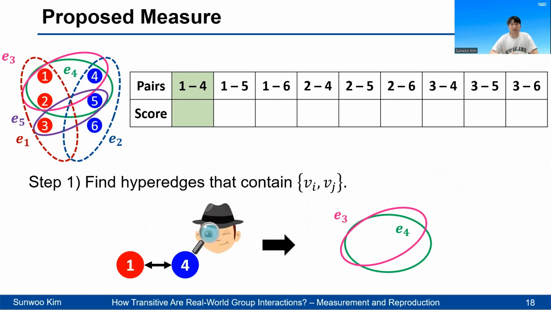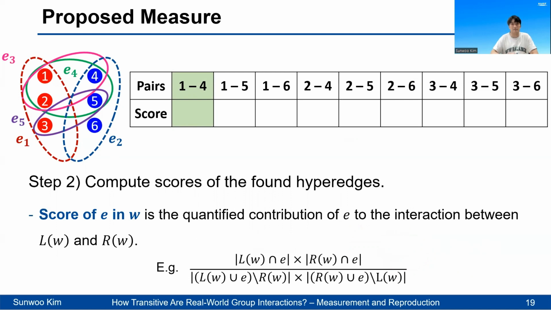First, we find hyperedges that contain the pair of our interest. For example, for a pair of node 1 and node 4, there are 2 overlapping hyperedges, E3 and E4. Next, we compute scores of the bound hyperedges.